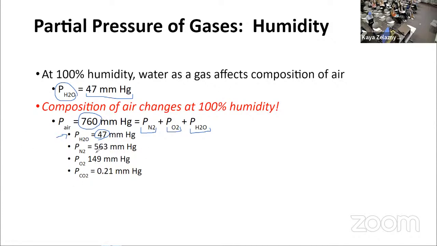So at 100% humidity, these are about the values we'd expect to see: 47 for our water vapor, 563 for our nitrogen, 149 for our oxygen. And we put the carbon dioxide on here just to be thorough. You can see that that's a very low partial pressure compared to these other numbers because carbon dioxide makes up so little of the air around us.